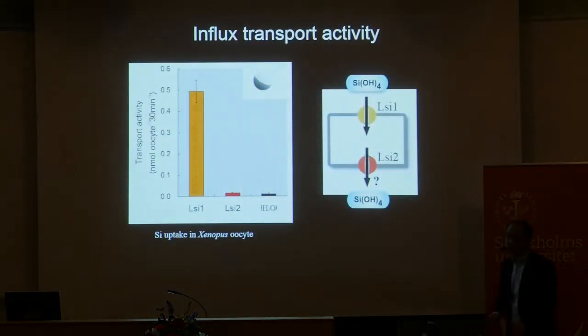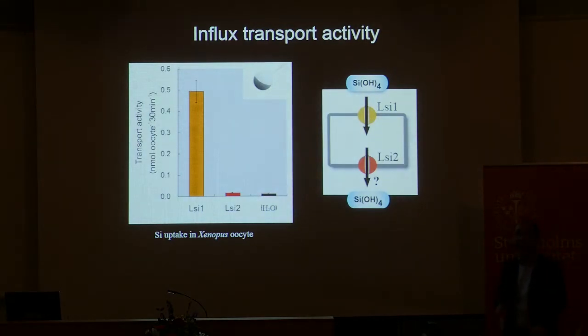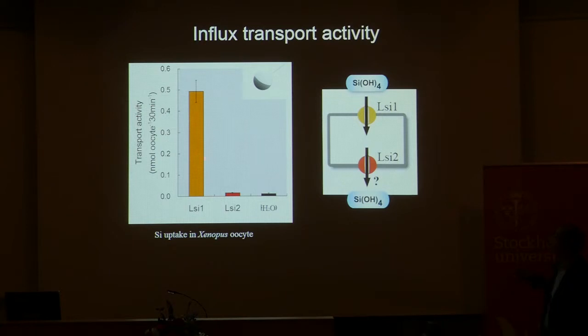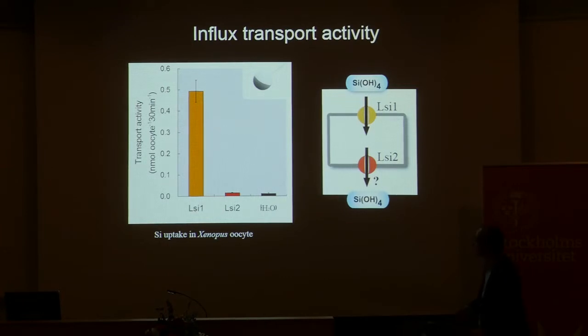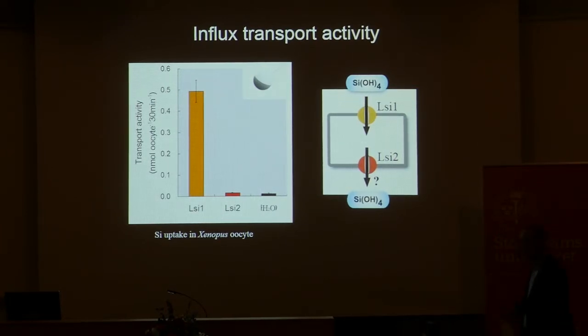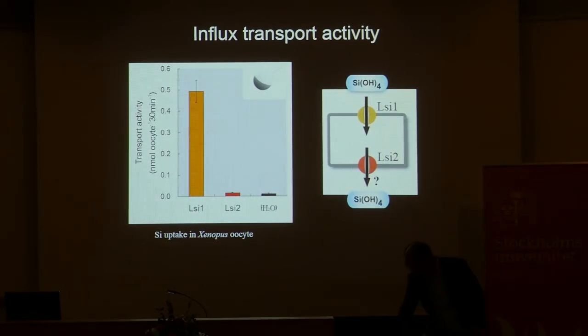And actually, Lsi1 and Lsi2 are completely different types of transporters. There is no similarity between Lsi1 and Lsi2. Lsi1 is an influx transporter. When you express Lsi1 in Xenopus oocytes, it shows influx transport, but Lsi2 does not show influx transport activity. So this means that Lsi2 is not an influx silicon transporter.